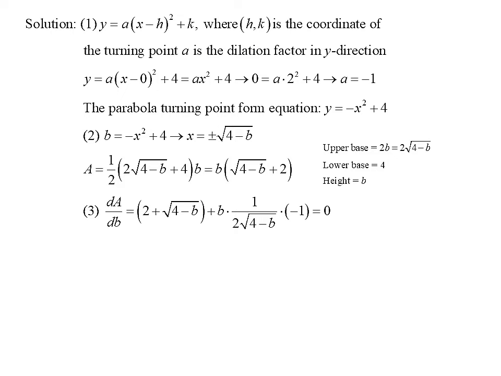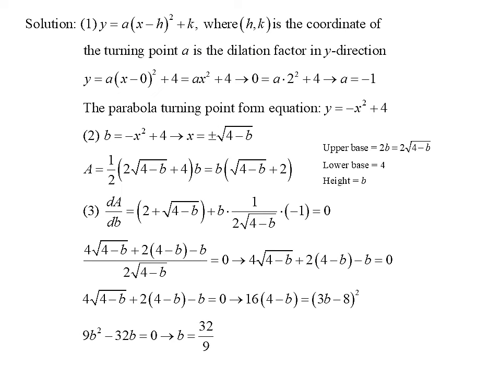For question 3, in order to find the value of b which gives the maximum area of the trapezium, we differentiate dA over db and then set it to 0. In this way, we find the value of b, which is 32 over 9.